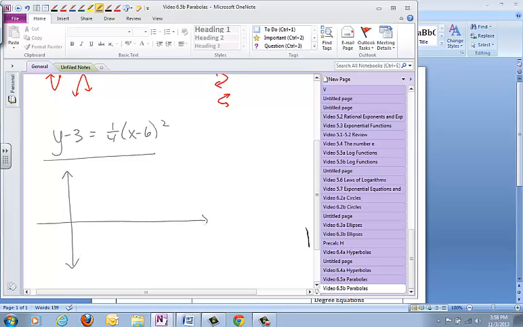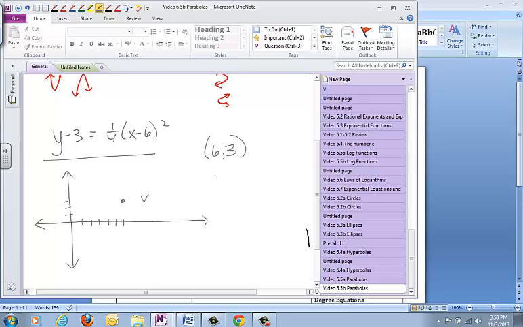I'm going to go ahead and find that vertex. Since it's x minus 6, then 6 is the x coordinate of the vertex, and y minus 3 means that 3 is the y coordinate. So I'm going to go over 6 and up 3, and that will be my vertex.